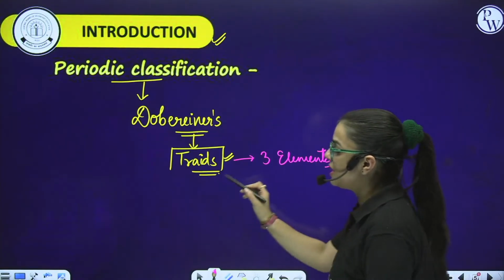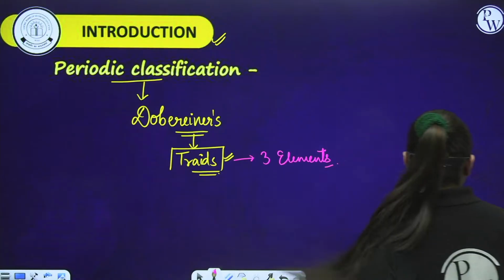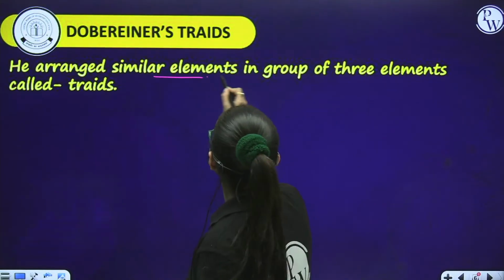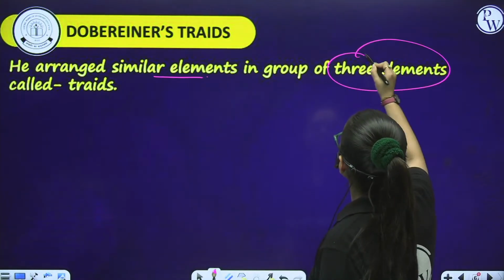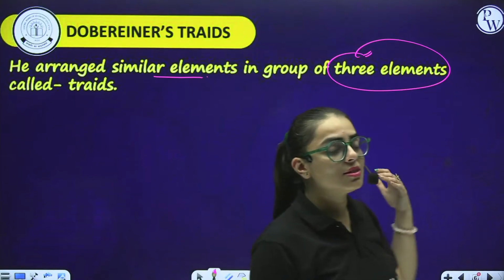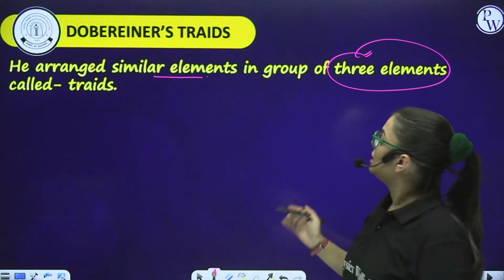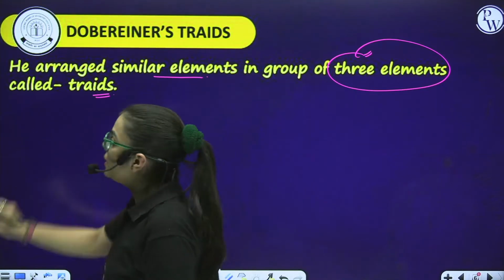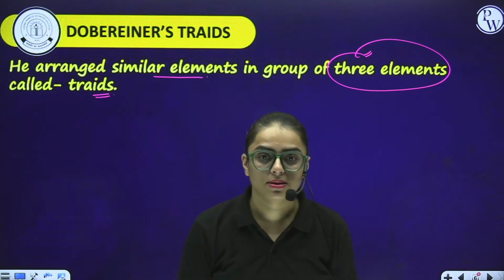Just understand the word triads here stands for three elements. Now what is Dobereiner's triads? He arranged similar elements in a group of three elements. Similar elements refers to elements with similar properties, I would say, right? A group of three will be referred to as your triads.